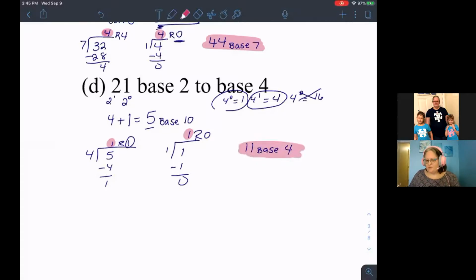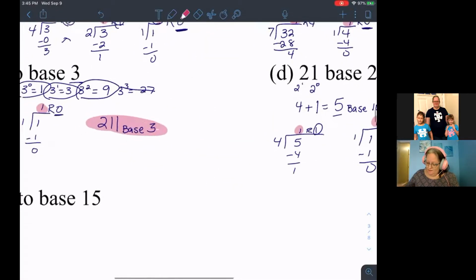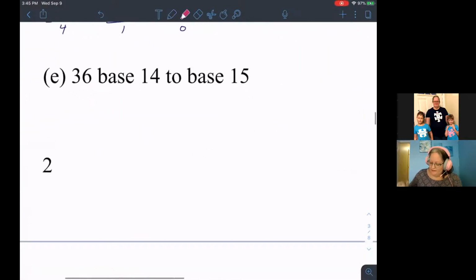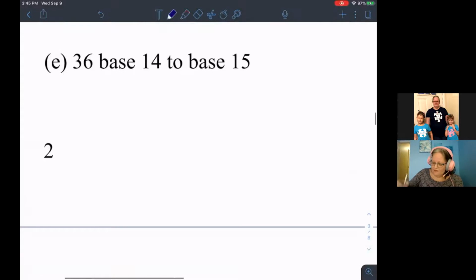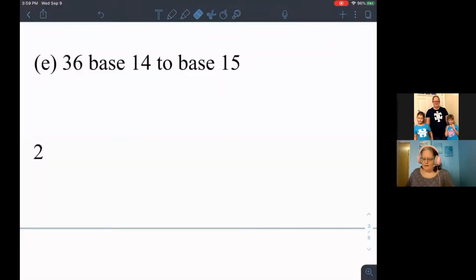Hope this is making a little bit more sense for you guys. All right, we are at E. And you can pause if you want to look at it in between. So we have base 14 to base 15. All right, let's do E. We got 36 base 14, and we're converting it to base 15.